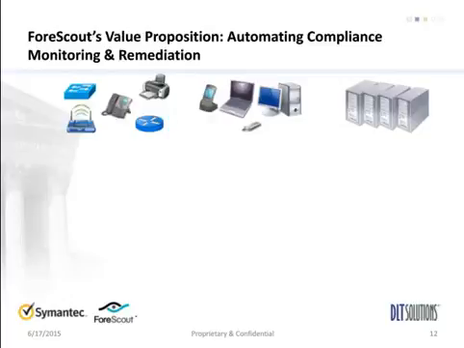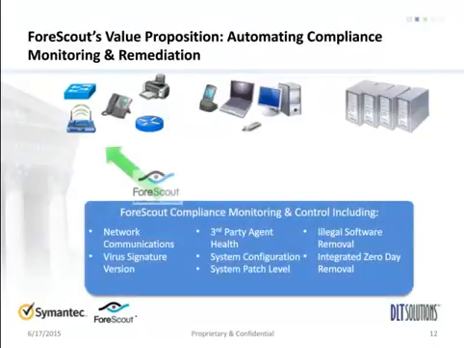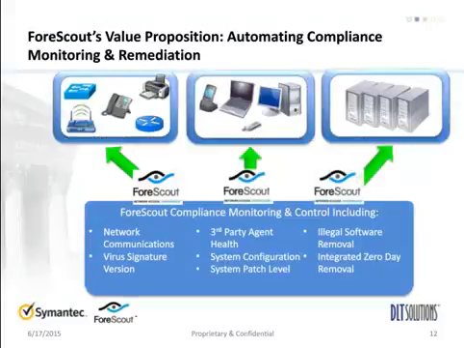What we're able to do is apply policy wrappers or policy containers to ensure that network communications are in line, virus signature versions are up to date, and virus agents are running. System configurations are where they need to be, settings on a system, from a registry setting to a file permission, illegal software removal. So, someone's gone and installed LimeWire or something on their workstation, so that'll have to be taken off, or integrated zero-day removal, as we saw in the last use case.